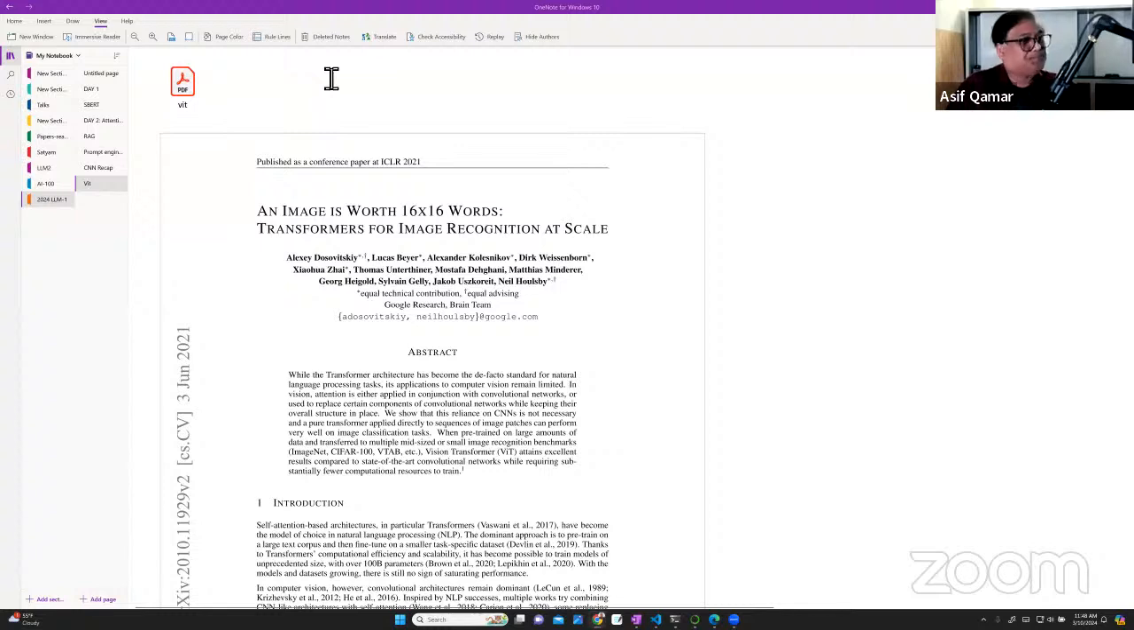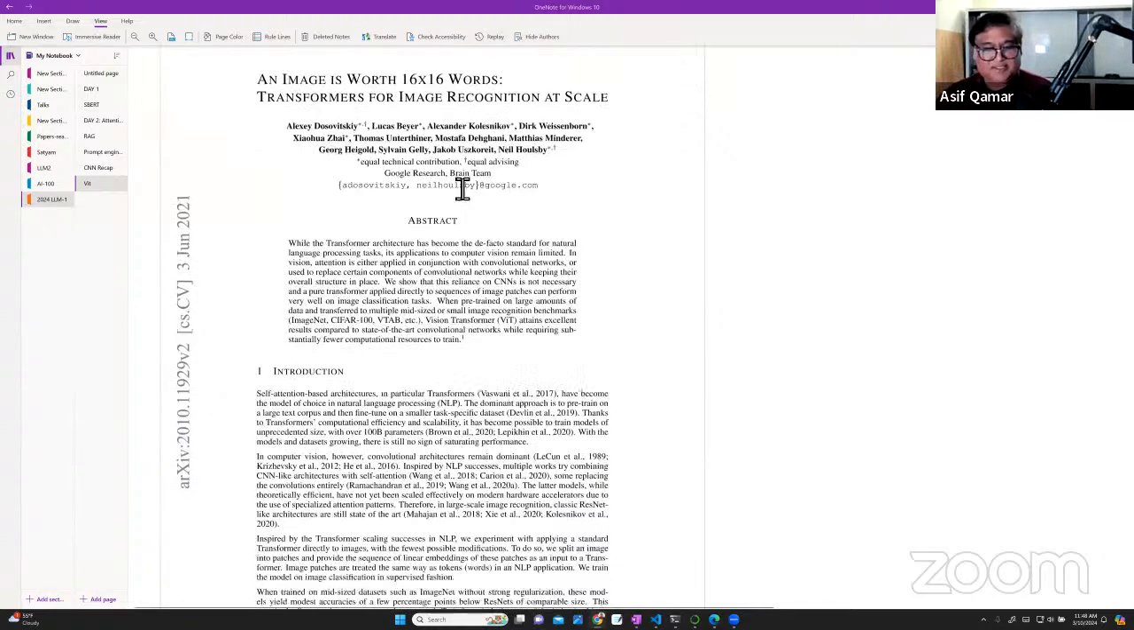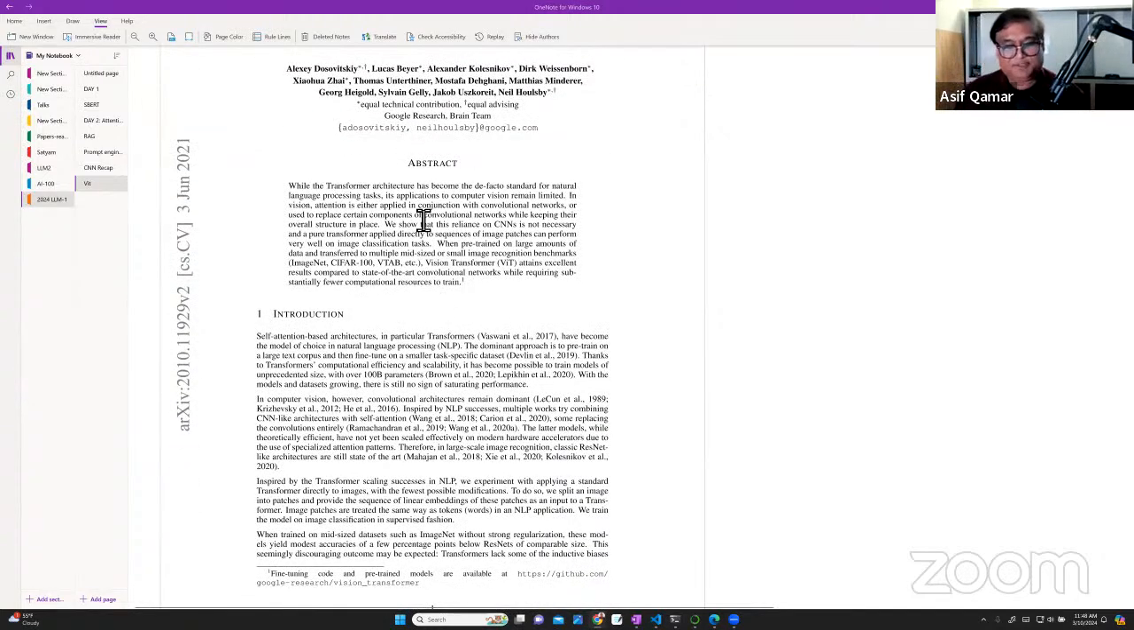So let us start with this paper, and that's where the title is, an image is worth 16 by 16 words. Instead of saying 1,000 words, it says 16 by 16. So that gives us a clue of where it is going. I'll start with the abstract. As usual, I won't cover the whole paper line by line, but we'll get to the core ideas.